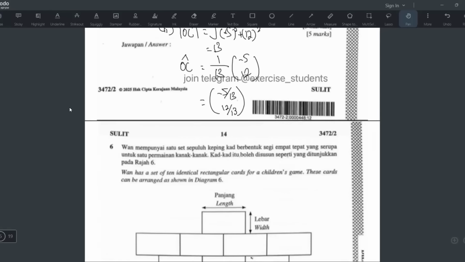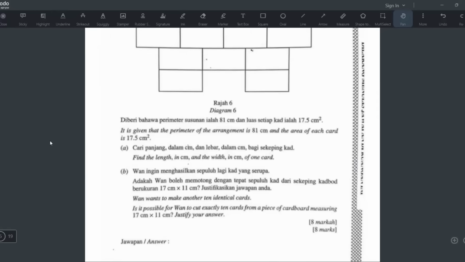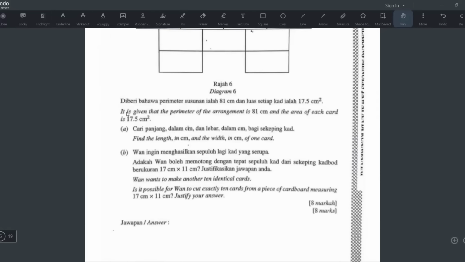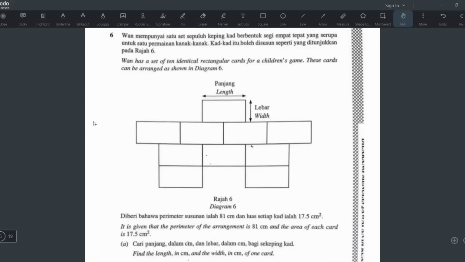Okay, number 6. Yes. Okay, we have an interesting diagram here. So let's see what chapter first. Okay, perimeter length. Okay, I still don't know what chapter this is. Maybe simultaneous. Okay, it's okay.